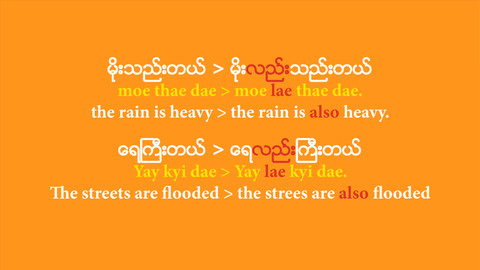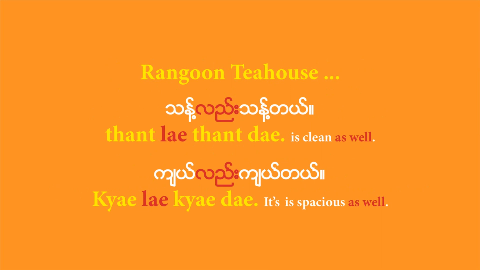So if you don't have a noun, you actually have to recycle the verb to use the verb itself as a pretend noun. This is going to sound highly unnatural and counterintuitive for English speakers, but this is how you do it. Rangoon Tea House, tan le tane, che le chere. One more time. Rangoon Tea House, tan le tane, che le chere. This is how you say Rangoon Tea House is clean as well, it's spacious as well.